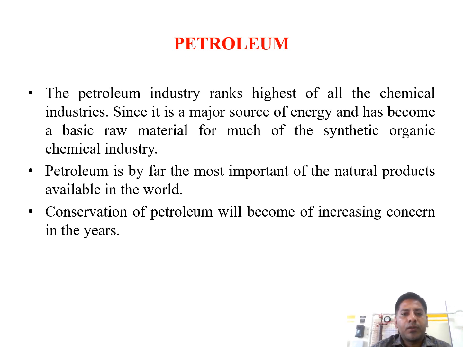Since it is a major source of energy, we look at where we can get the source of energy and how it can be produced from various sources and applications. It has become a basic raw material for much of the synthetic organic chemical industries. The chemical industries can be related to oil and natural gas, and also pharma industries. Petroleum is the most important natural product available in the world, from our own production and also from the worldwide market. The conservation of petroleum will become an increasing concern.